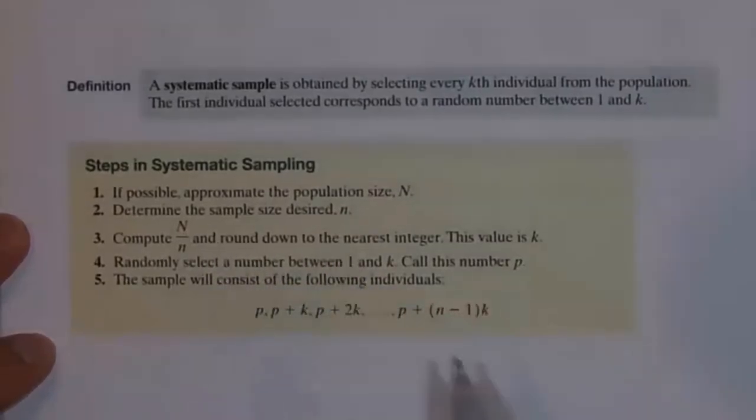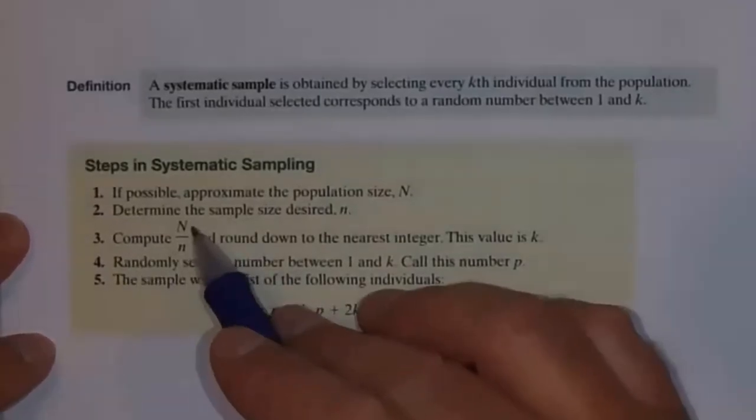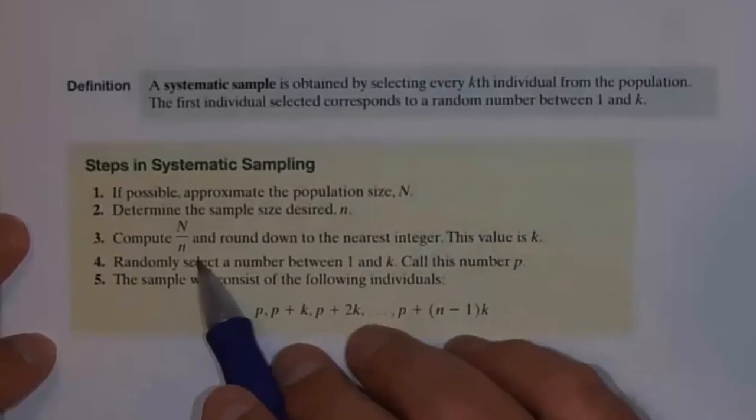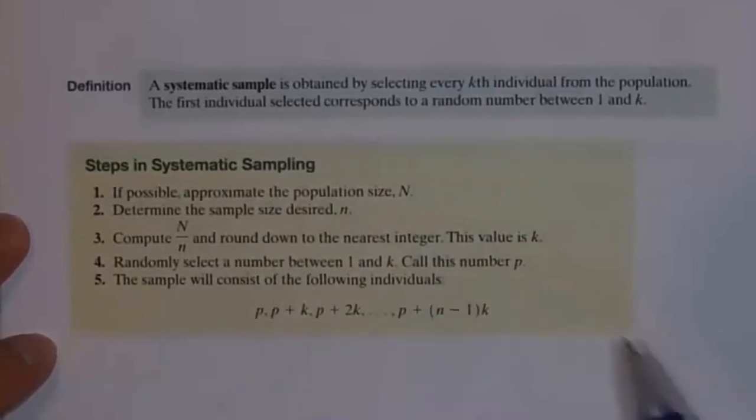Determine the sample size desired. So I said, how about we do 100? Compute capital N divided by lowercase n and round down to the nearest integer. So I took 3,000 divided by 100. That's where I got 30. Now, most likely that's not going to always divide evenly. So if you have to round, always round down. Never round up. So even if you would have gotten, say, like 32.7, round down to 32, not up to 33. The reason is if you round up, then you're not going to get the sample size that you desire. If you round down, you will.